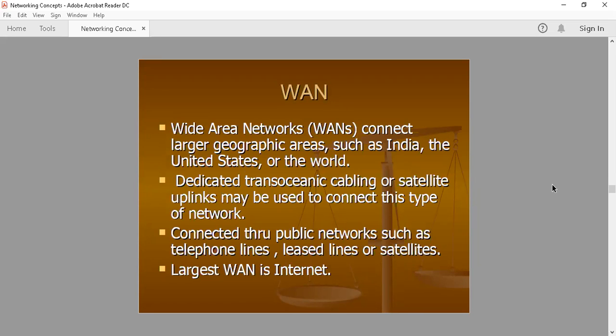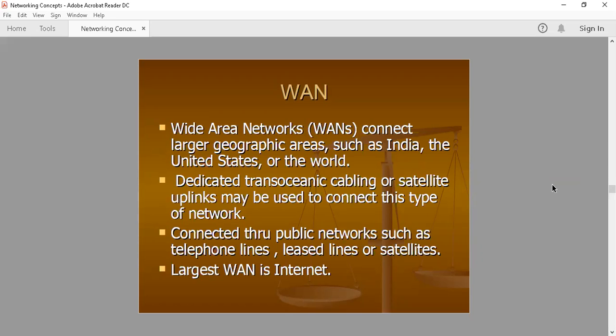WAN, wide area networks, connect larger geographic areas such as India, United States, or all over the world. Dedicated cables or satellite uplinks may be used to connect this type of network. They are connected through public networks such as telephone lines, leased lines, or satellites.